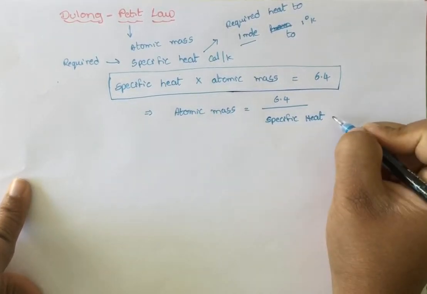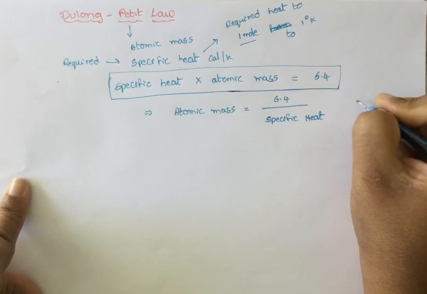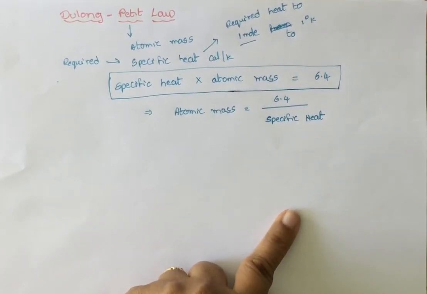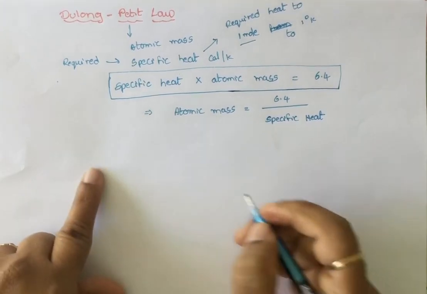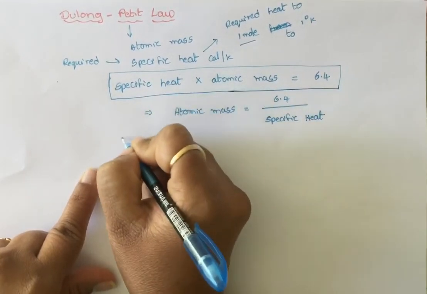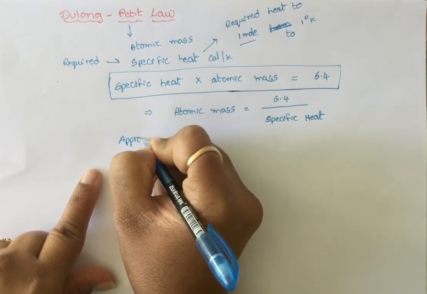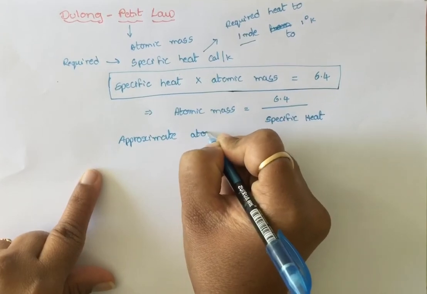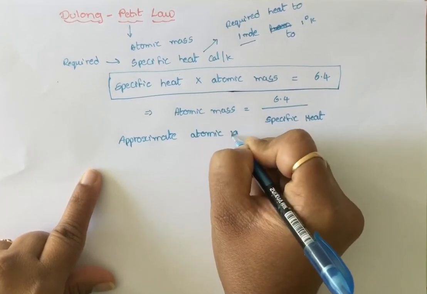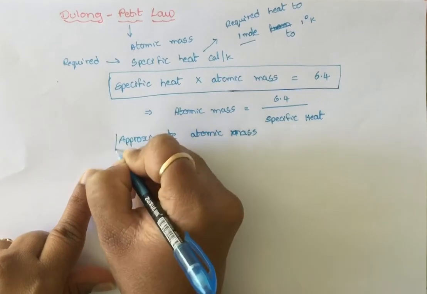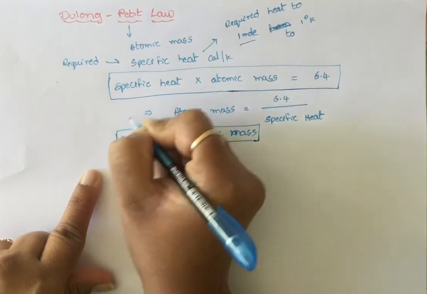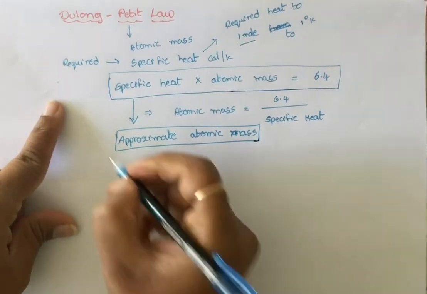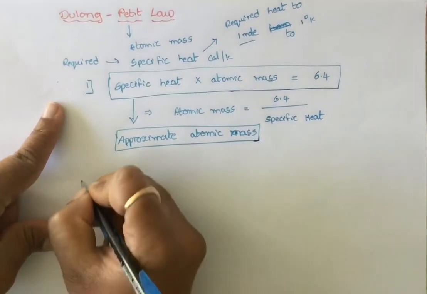In this case we can't find the exact atomic mass. We can find only approximate atomic mass. Please remember, there is a difference between approximate atomic mass and exact atomic mass. By using this law we can only get approximate atomic mass. If I want to calculate exact atomic mass, then what do I have to do?